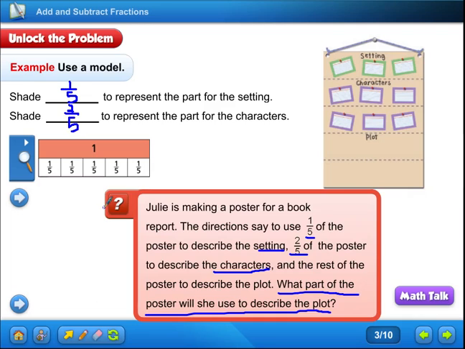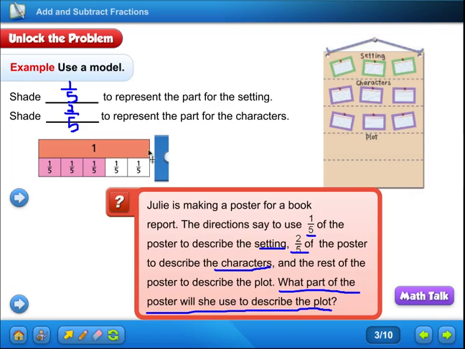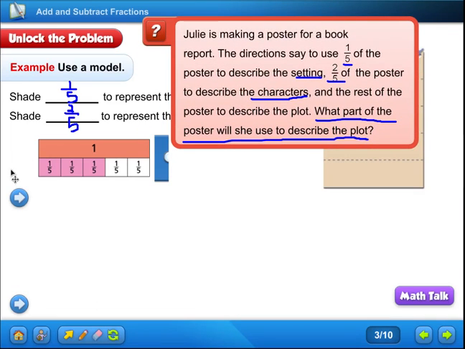All right. So now we're going to shade. Remember, what did we have to shade for the setting? We had to shade 1/5. And for the characters, we have to shade another 2/5. So that was the setting. And then we shaded 2 more for the characters. All right. I'm going to move this up here.